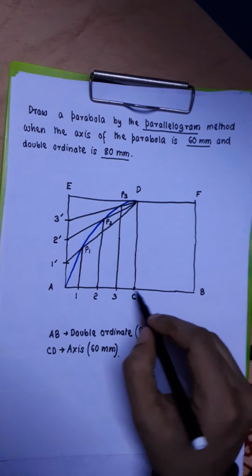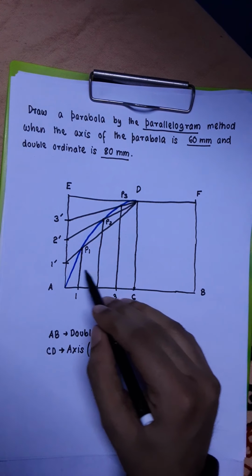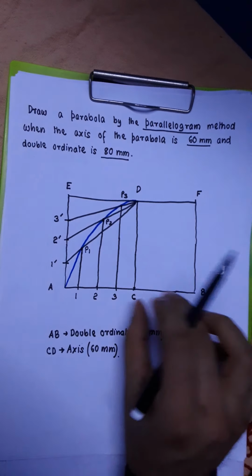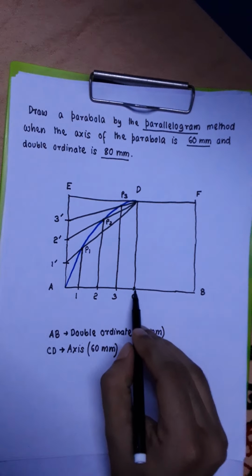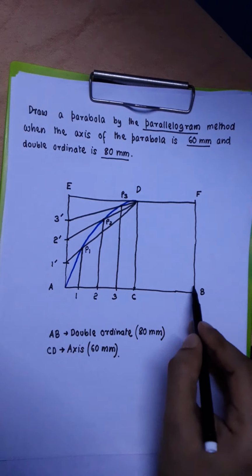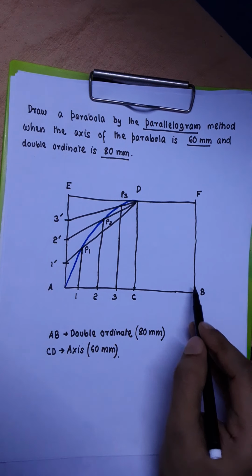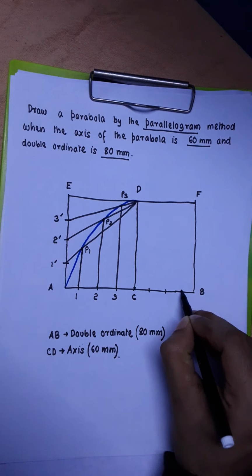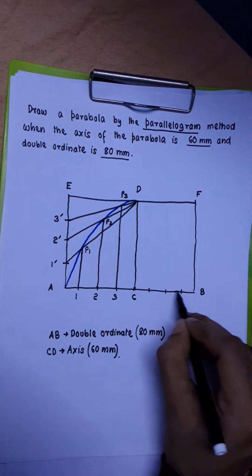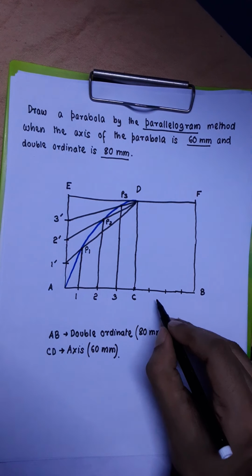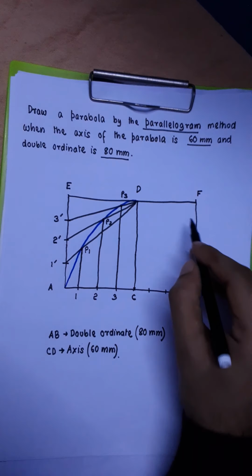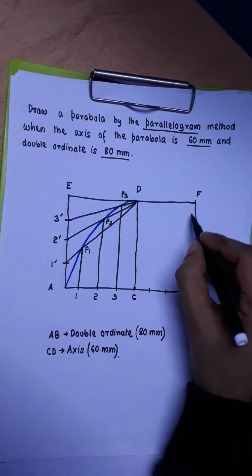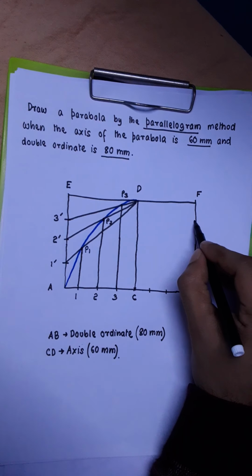One way is just repeat the construction, whatever you have done here, you repeat that here. So if you want to repeat it here, you have to first divide CB and FB into the same number of equal parts. We have divided CB into 4 equal parts. So FB also you divide into 4 equal parts.